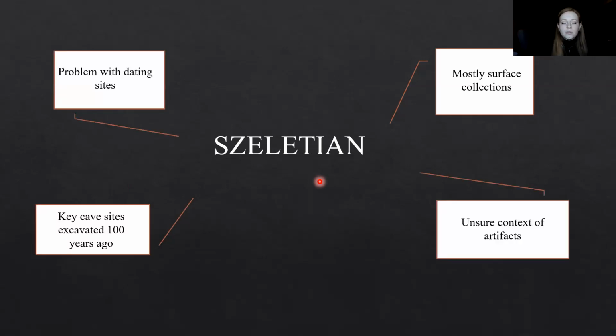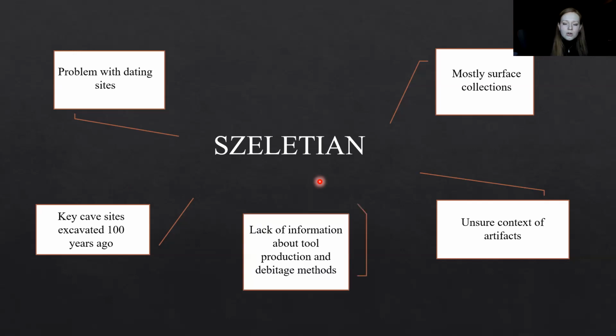And as I showed in the previous slide, the problem of overlapping with other industries is also the result of lack of information about tool production and debitage methods, because we don't know how much of an inventory is homogeneous and only attributed to the Szeletian and not, for example, Aurignacian, Jerzmanowician, and Bohunician, etc.